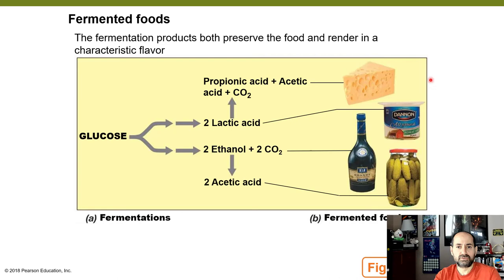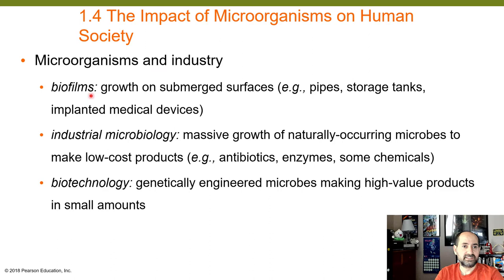Microorganisms can impact our industries. When we form pipes, storage tanks, and with certain medical devices, we have to understand how biofilms, which we'll explain in a later chapter, how biofilms from microorganisms might grow and might affect these devices. In industrial microbiology, we grow massive amounts of microbes that are designed to produce antibiotics, enzymes, and some chemicals for us. In biotechnology, we genetically engineer microbes to produce high-value products in small amounts, such as insulin, for instance.